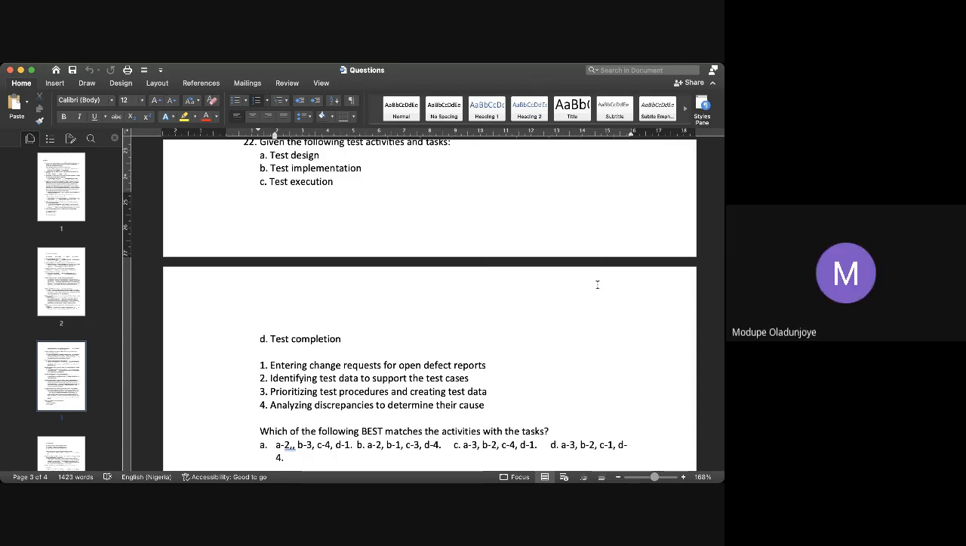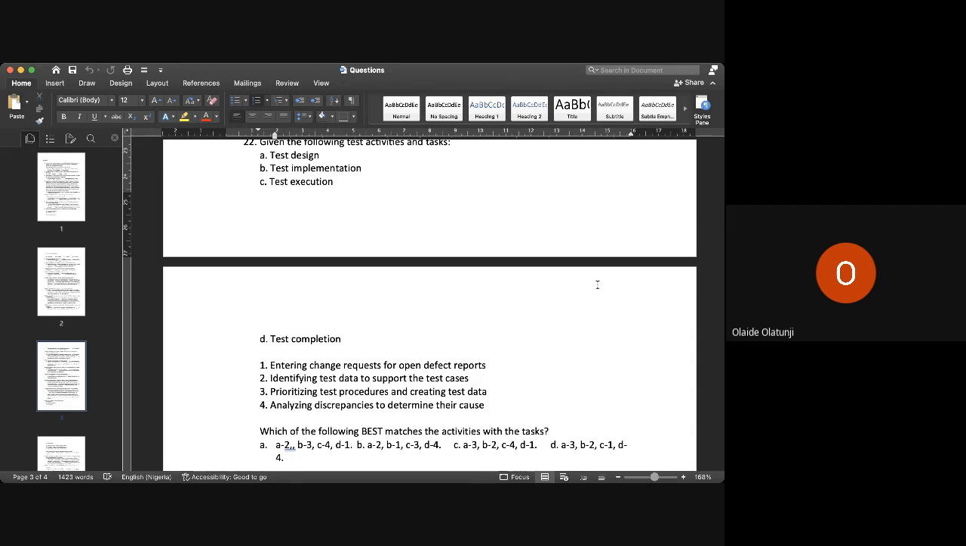Prioritizing test procedure. But you said this is wrong. No, I didn't say that it was wrong. You said test execution does not. Yes, I said test execution. You don't create data during test execution. I said it can come in during test design and test implementation. Do you understand? Yes. So what I did now is process of elimination.